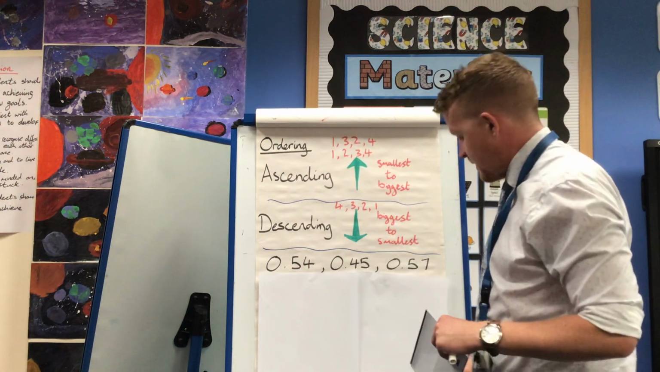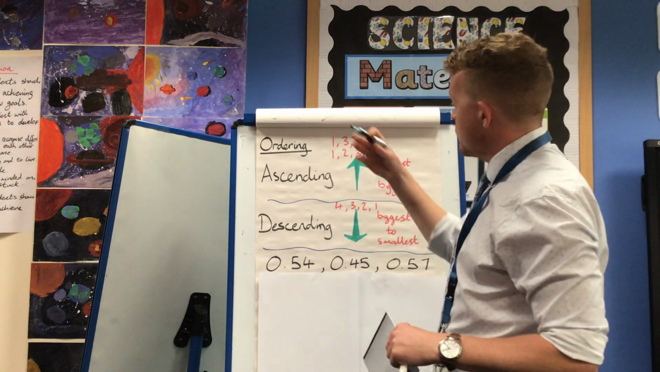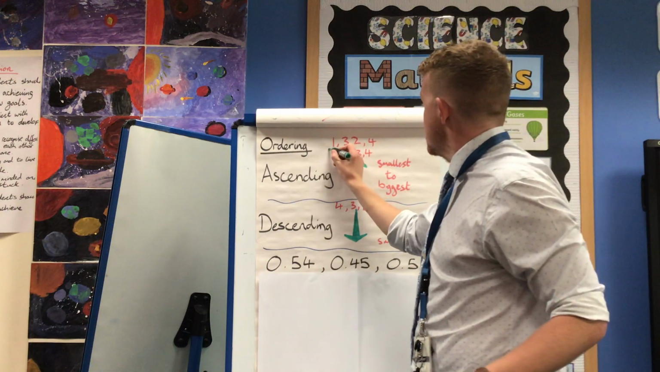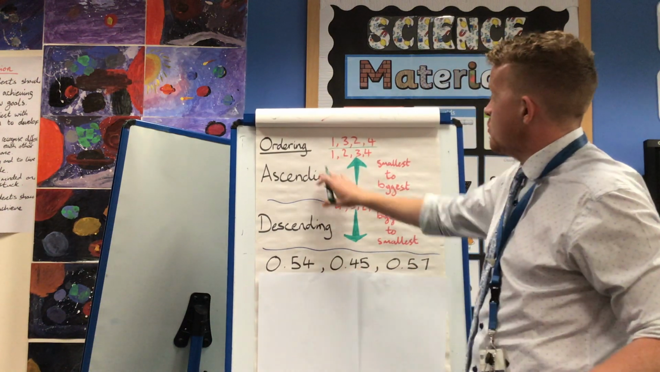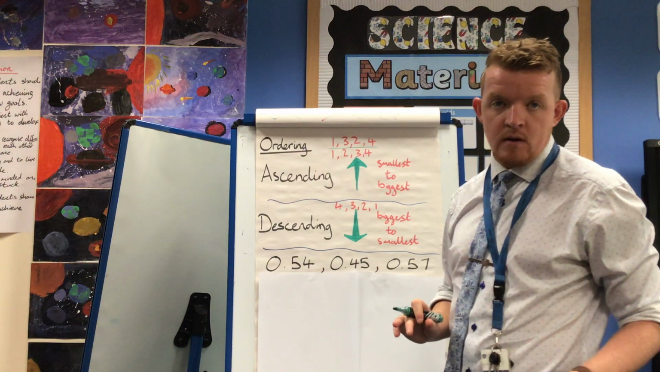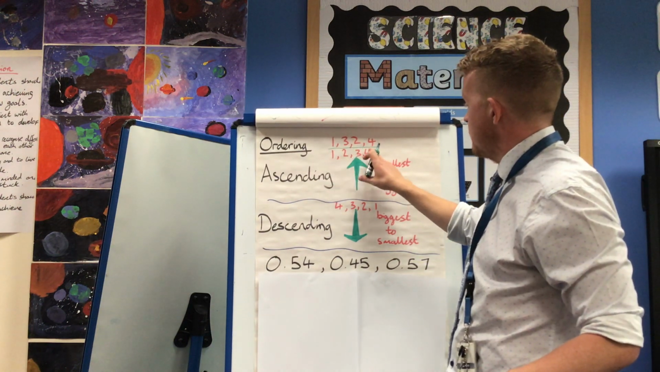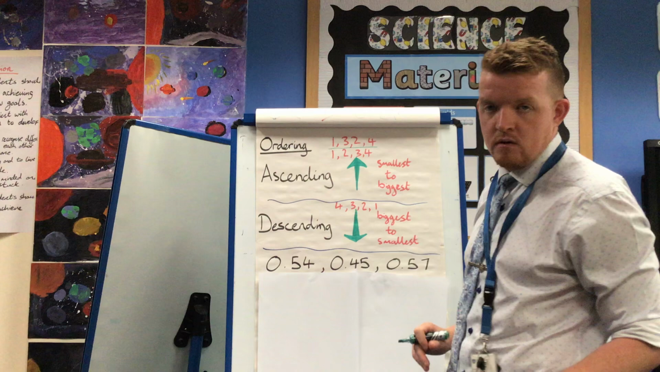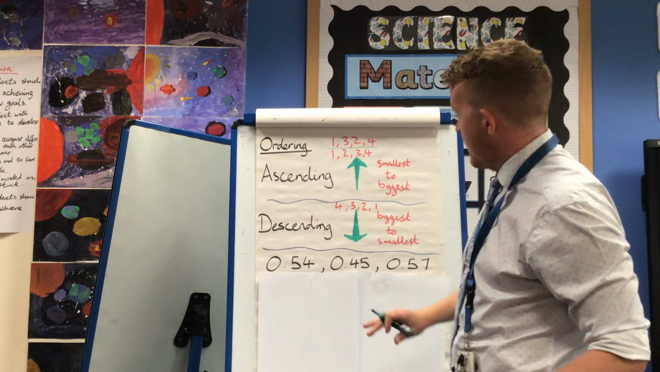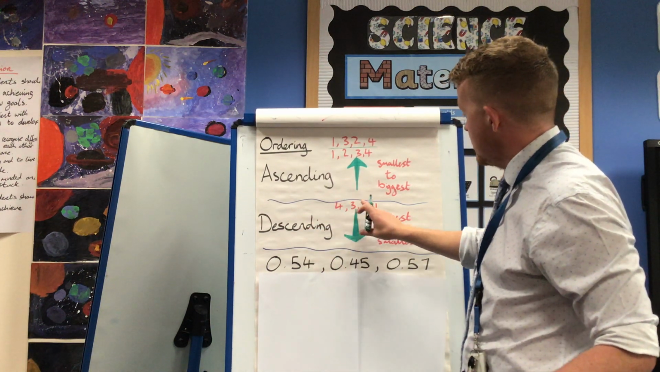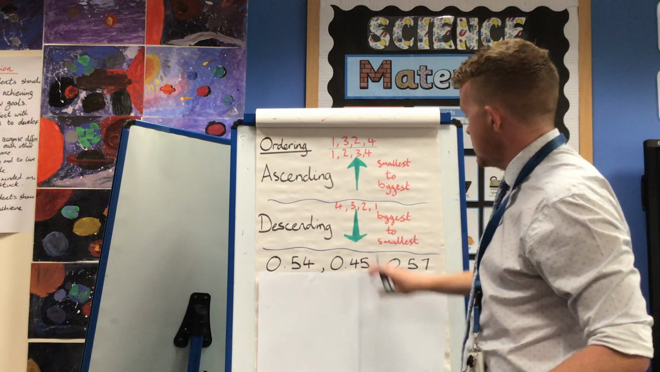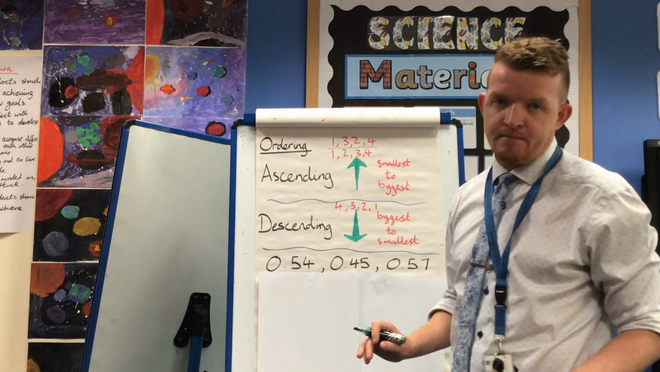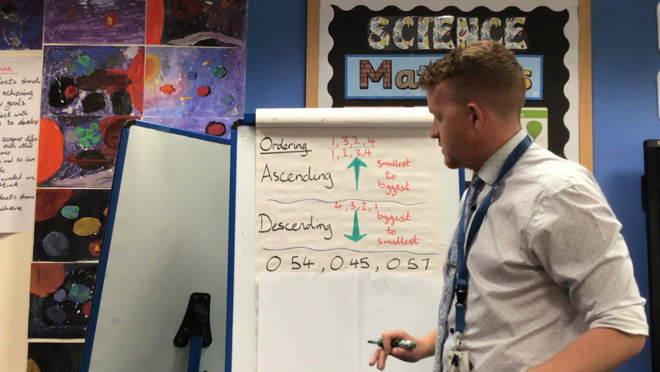And I have the example written out for you here. If I was to give you the numbers 1, 3, 2 and 4 and ask you to put them in ascending order, it would be 1, 2, 3, 4, smallest number to biggest. If you were to put them into descending order, it would be 4, 3, 2, 1, biggest number to smallest. That is the difference between the two of these.